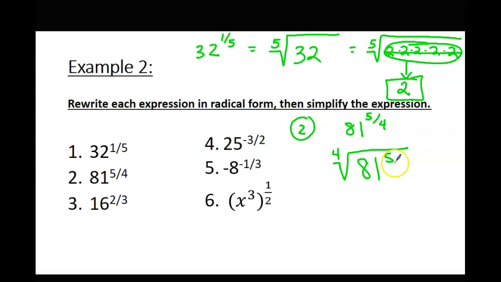So first of all, how many 81s do I have under this radical? There's 5 of them, right? Because it says the 5th power, doesn't it? So what this really means is I've got 5 of these in here. Is this one of those ones where putting it on the outside would make it easier? No.